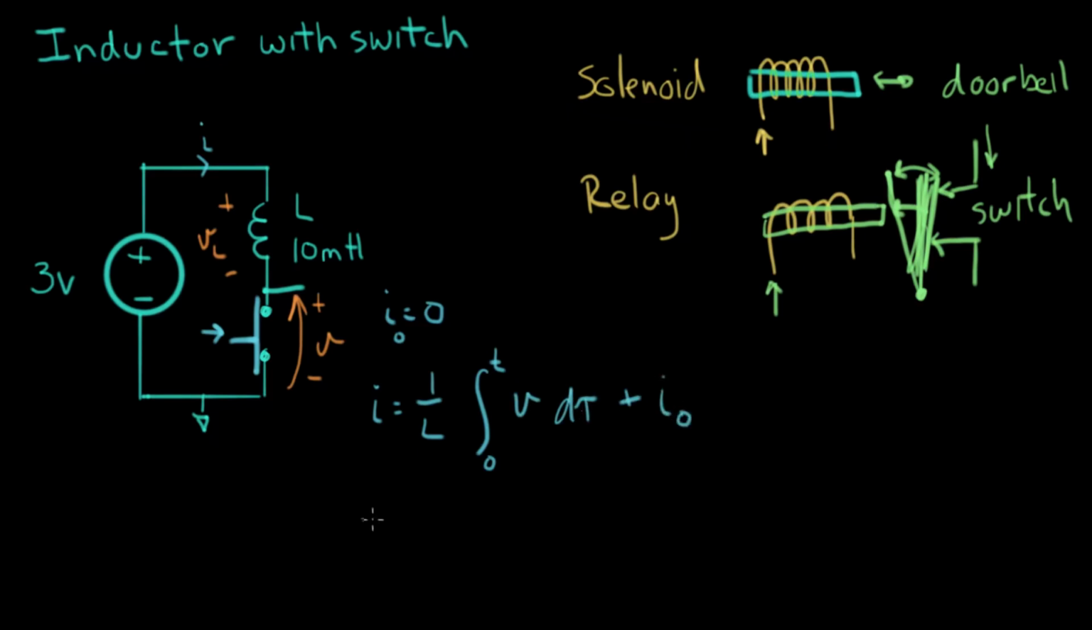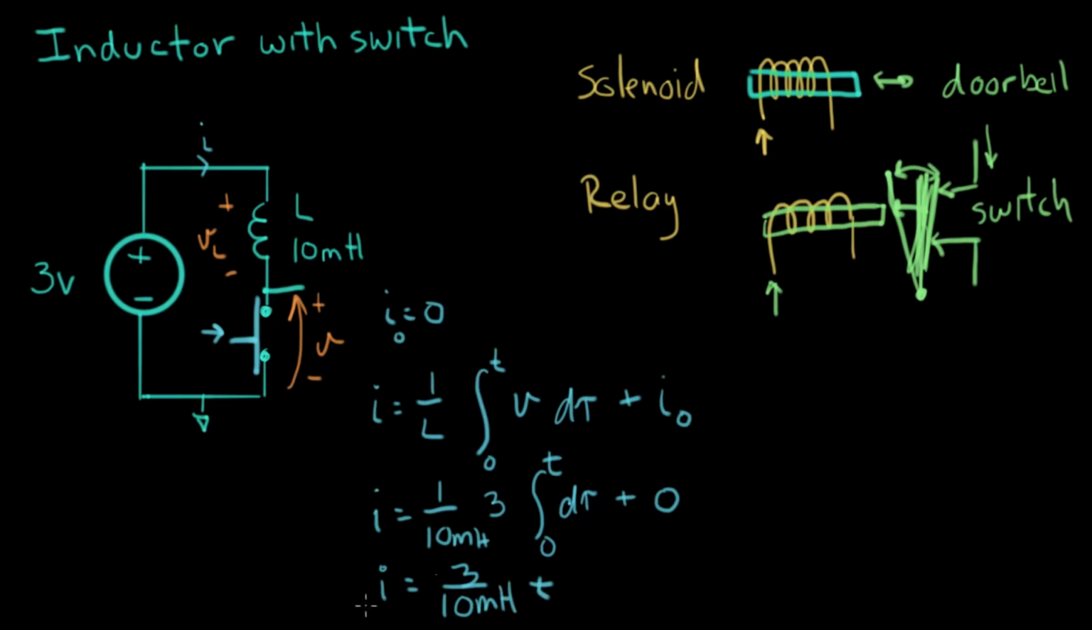Let's fill in what we know. I equals 1 over 10 millihenries. And V is a constant 3 volts times the integral of d tau from 0 to t. And I0 is 0. And then we get the final form, which is I equals 3 over 10 millihenries times the integral from 0 to t of d tau, which is just t.